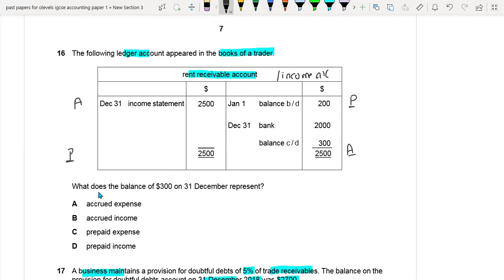So basically, the question is what does the balance of 300 on 31st December represent? So this is the accrued income. We know that accrued income is income where we have given the services to our customers, but we didn't receive any amount from them. So this is the accrued income. So simple, B is the right option.